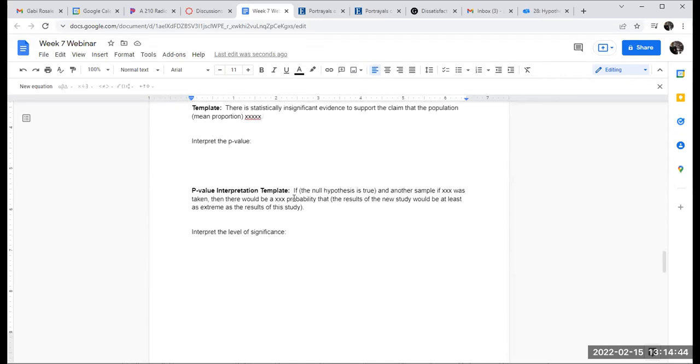Okay, and the p-value interpretation is: if the null hypothesis is true, but if it's in parentheses, you need to talk about what the null hypothesis is. So in this case, if the population mean pH of water going into Tahoe was 7, and another sample of however many you surveyed was taken, then there would be whatever the p-value probability is that the results of the new study would be at least as extreme as the results of the study you got. But you need to turn that into the context of the question. If it's in parentheses, that means you need to put it into context. Any questions?